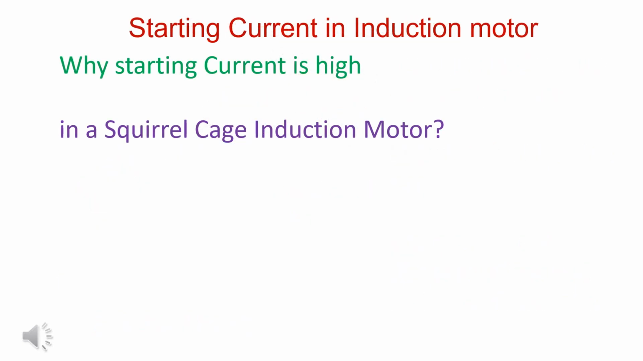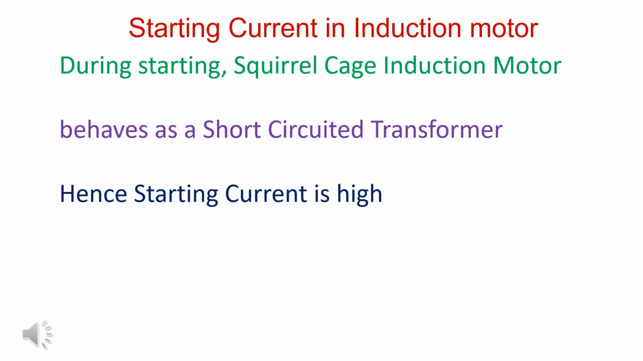Why is starting current high in an induction motor? Starting current is high as an induction motor is a short circuit transformer at starting.